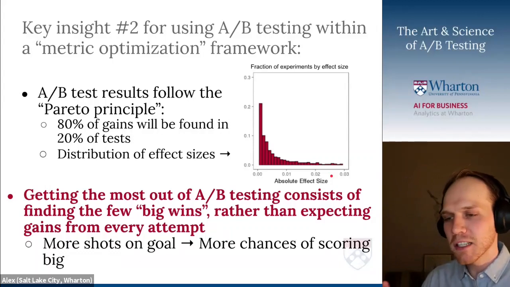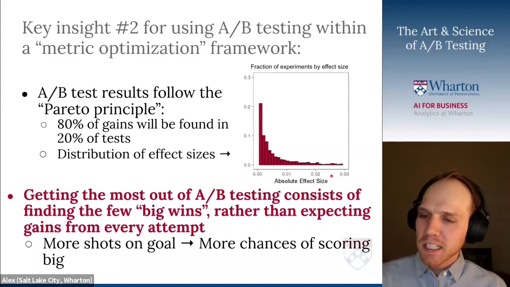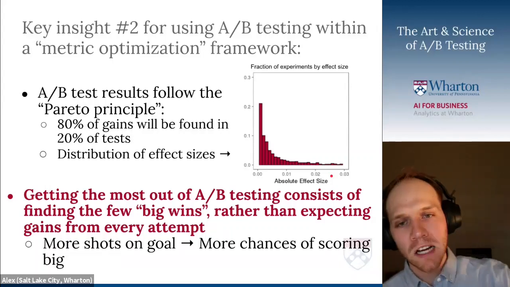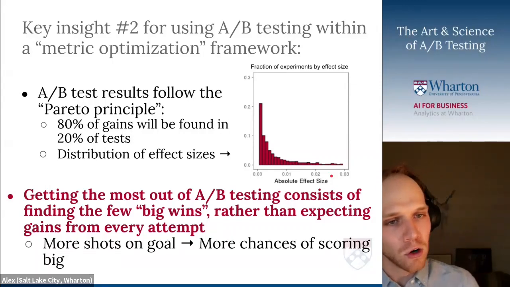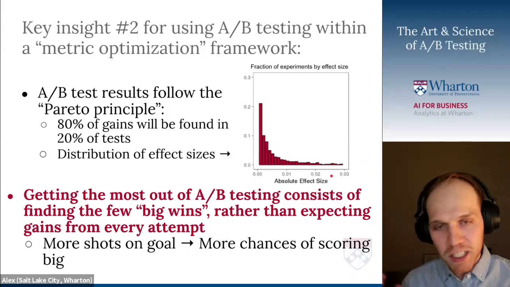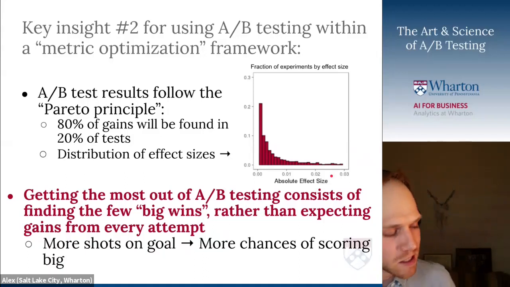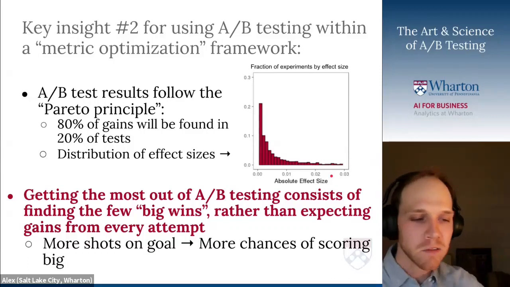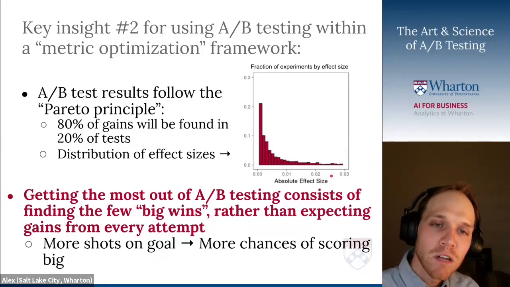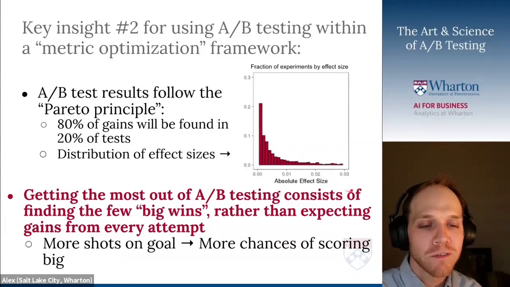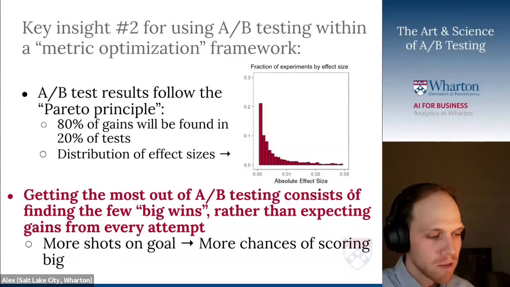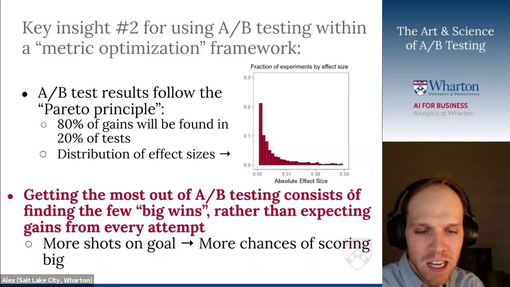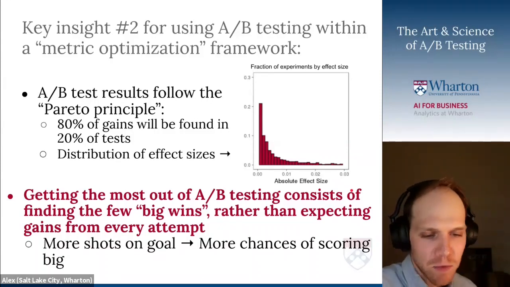And so you should think about A/B testing more like a soccer game than a basketball game, right? In a soccer game, you might take 30 shots on goal and you might only make one, but that's all it takes to win the game, right? And it's the same thing with A/B testing. You might run 30 experiments and 29 of them might have very small effects. But if you find that one experiment with a huge effect size, that's enough to outweigh any mistakes you might have made with the smaller effects.